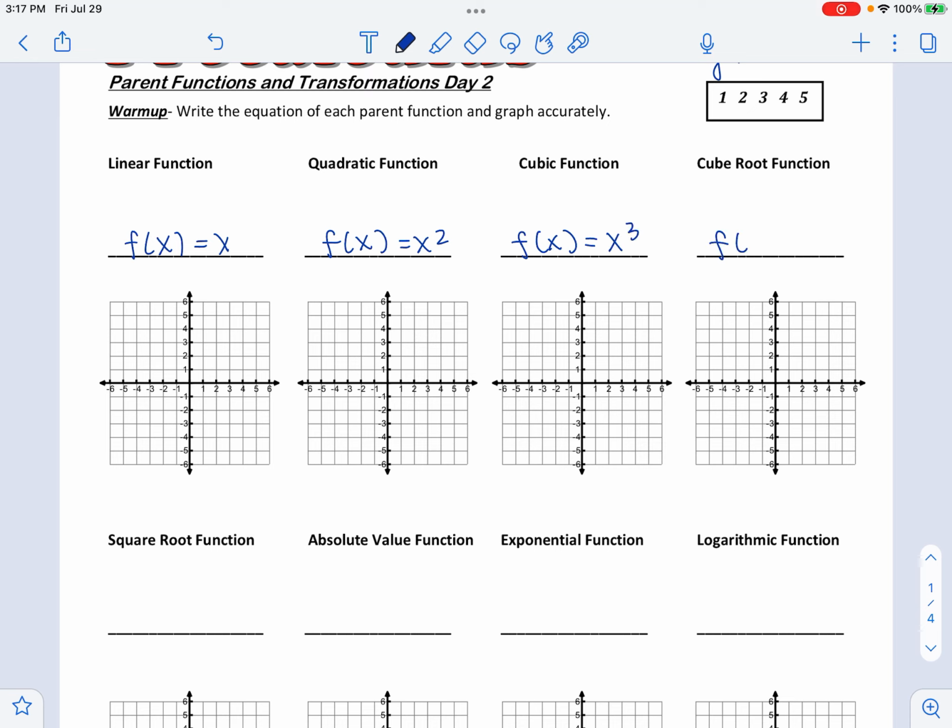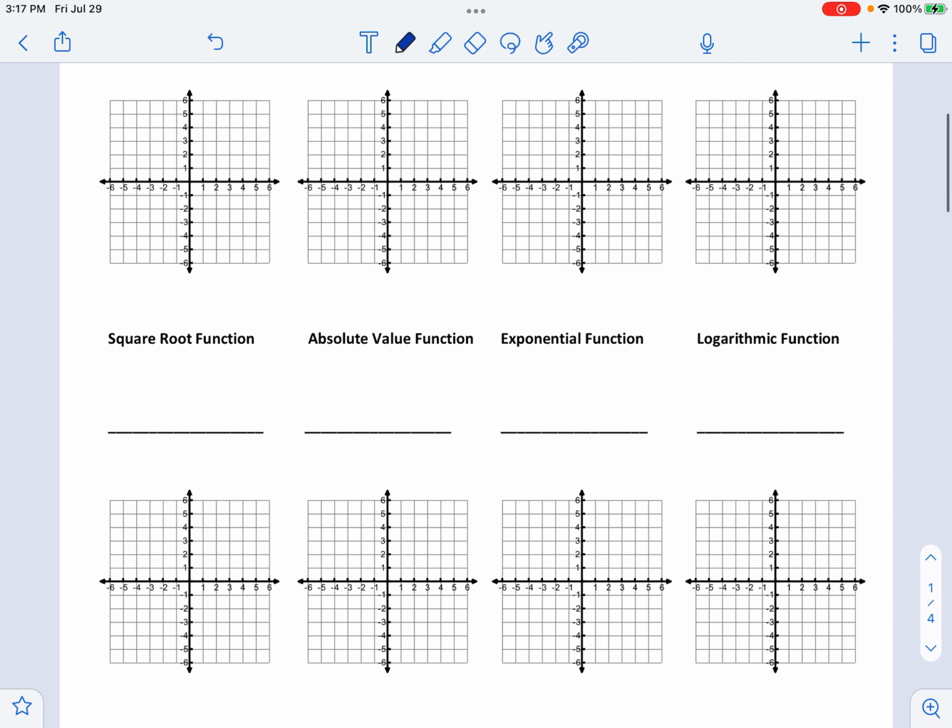Cube root, f of x equals the cube root of x. Square root, f of x equals the square root of x. Absolute value, f of x equals the absolute value of x. Exponential, f of x equals 2 to the x. And logarithmic, f of x equals log base 2 of x.